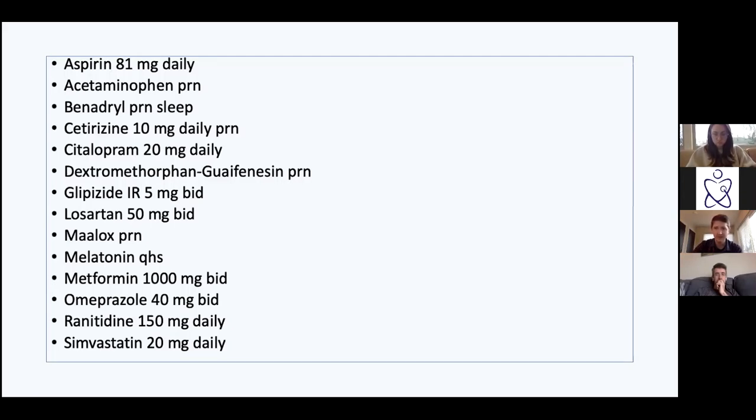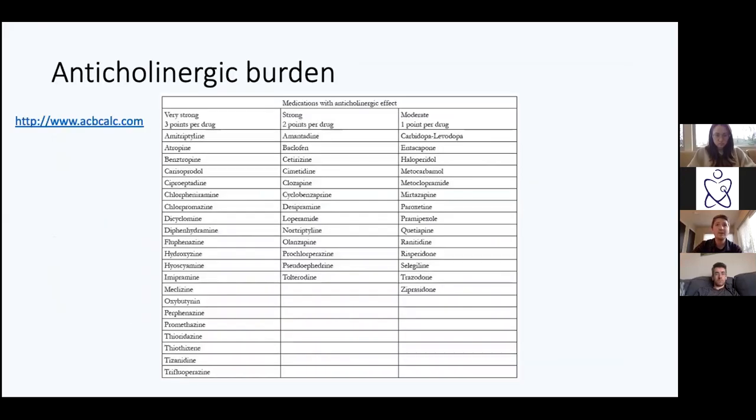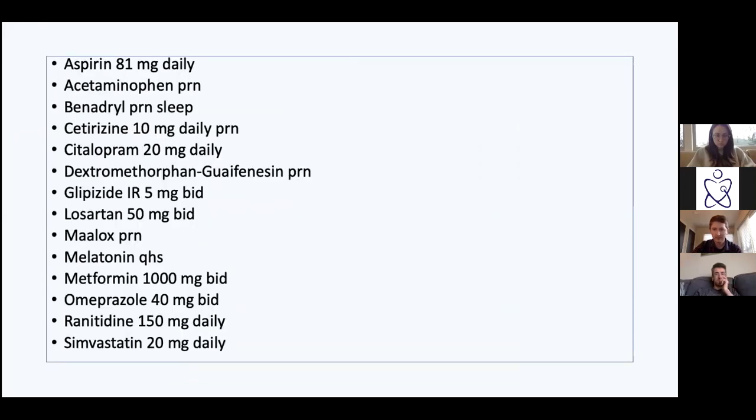I'm not going to delve into the PPI thing just because it's a long discussion, but it's probably not helping. And then she's also taking ranitidine. If I go back to the list, ranitidine does get 1 point for anticholinergic effects. So I probably would consider stopping that. And then what about the statin? DC, gone. Great. Yeah. No, I agree.